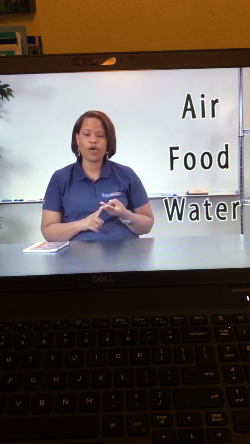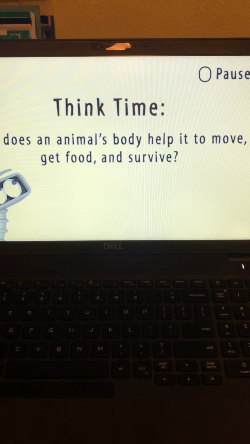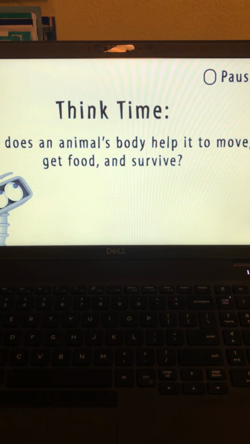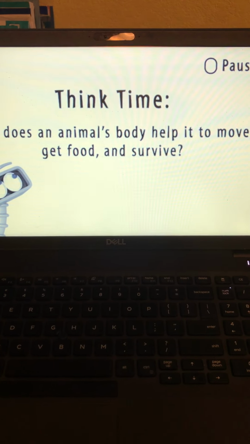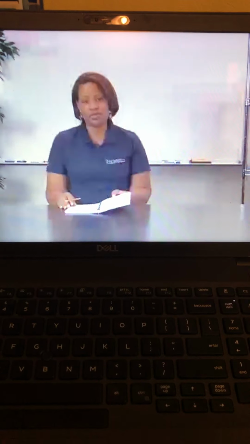I noticed that they all needed air, food, and water to survive, but their bodies, behaviors, and habitats were all different. How does an animal's body help it to move, get food, and survive? What do you guys remember about what we just talked about? I wrote down some observations while I was at the zoo.